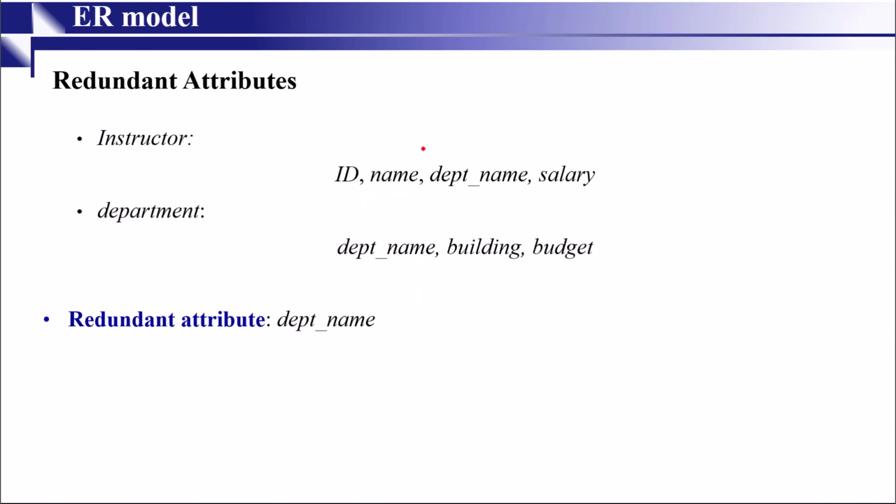Redundancy is very important to take care of in database design. Redundancy, like department name appearing in both instructor and department table. So we have to go for proper normalization to eliminate redundancy by separating data into logical tables.